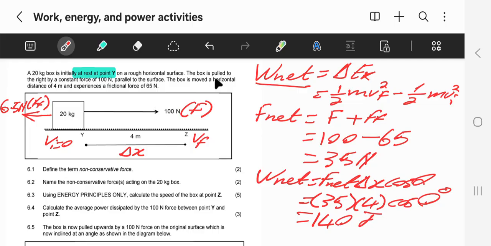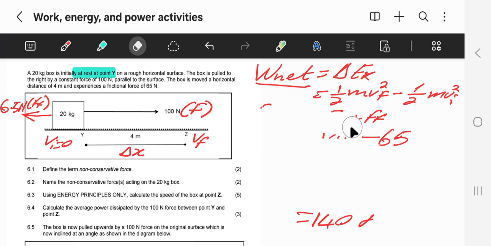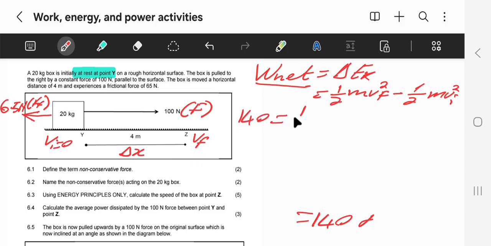Once I have this, I'm now going to substitute into this formula. I now know what W net is, and it's 140, right? You can just pause or rewind, guys, to write some of this information. I'm taking shortcuts here. So I'm going to substitute into this formula. My W net is 140, which is equal to half m. What is my mass? It's 20 kg. Do I know my final velocity, guys? No, I do not. In fact, the final velocity is what I'm looking for.